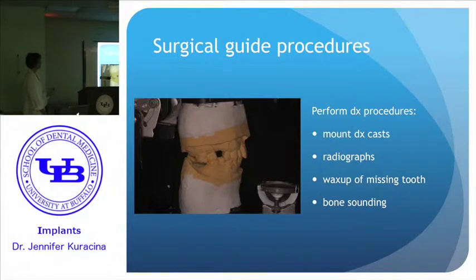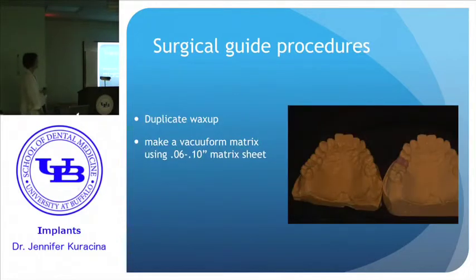In terms of what they're taught to make guides, they need their mounted casts, they need to look at their radiographs, they need to wax up the missing tooth. They may or may not do bone sounding depending on the circumstances. They'll duplicate their wax up. And then I'm not sure what the thickness of the surgical guide material is. Do you know, Costas, what the thickness is? We use minimum 1.5, usually 2 millimeters.